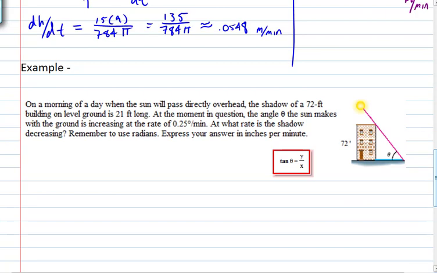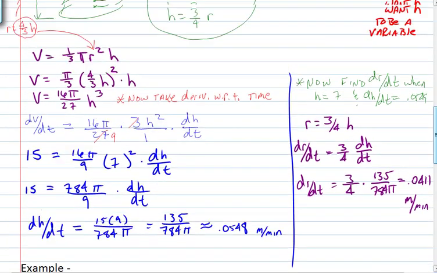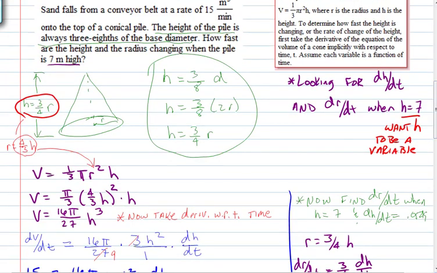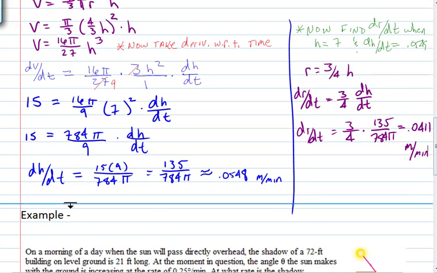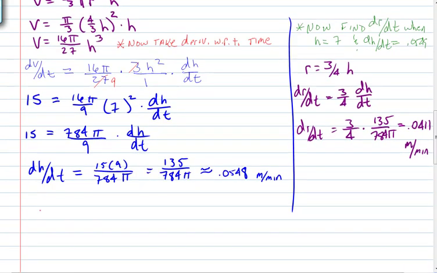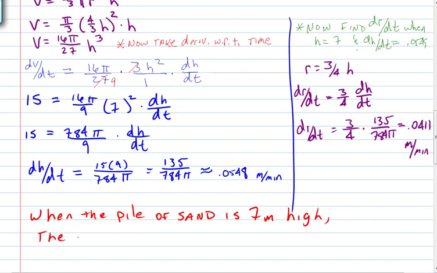Next problem. So what's our final answer to that question? We were asked to find how fast the height and the radius are changing when the pile is 7 meters high. So when the pile is 7 meters high, I'll actually formally state this. When the pile is 7 meters high, the height is changing at, well, let's do radius.